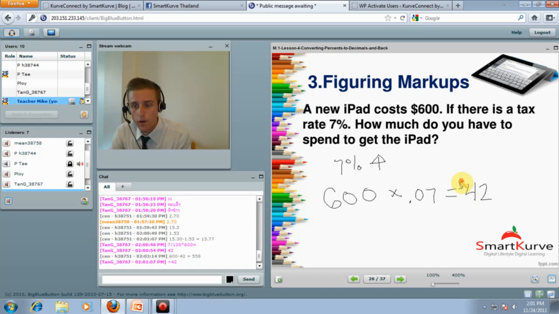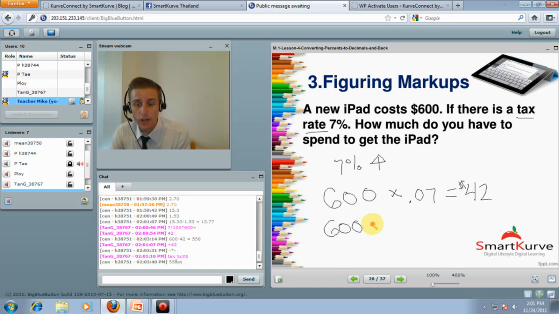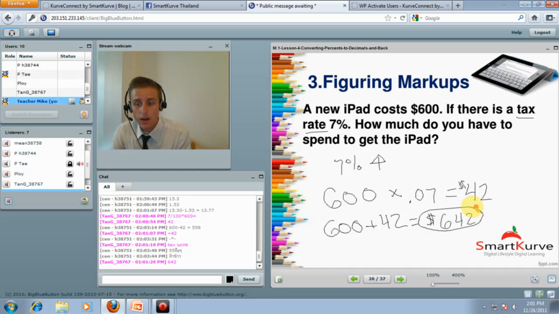So, $42 is the tax for this iPad. Because it is a tax, it is a markup, you add that to the price. So 600 plus 42 gives us the final price after sales tax of $642.